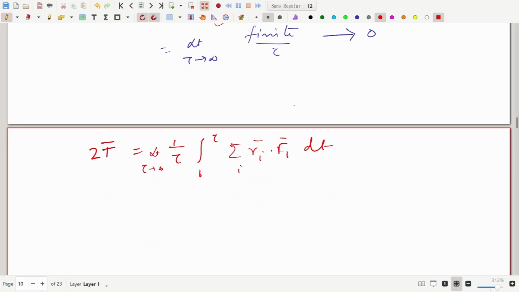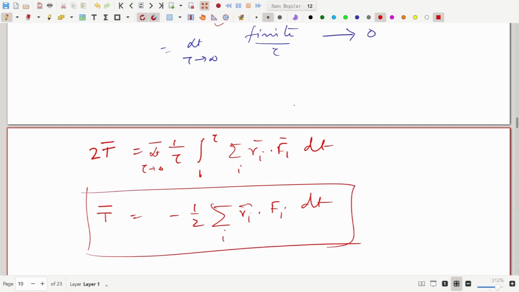We will not simplify this further, and there is a minus sign. So, you will get minus half times the average of ri dot Fi. This is the statement of the Virial theorem.